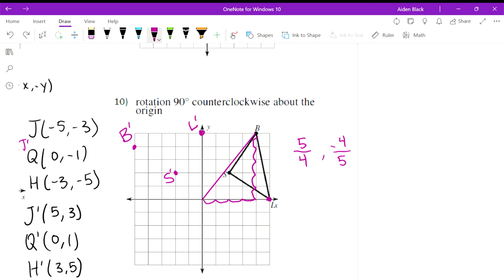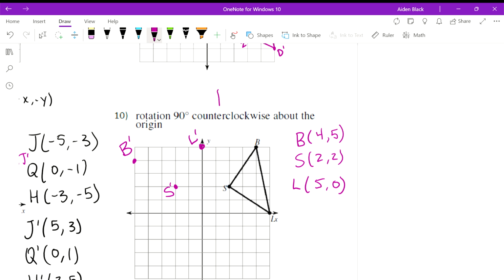But this is just a geometric representation. I think it'd be much easier for you to first write out the points. So B is located at 4, 5. S is located at 2, 2. And L is located at 5, 0. And the function for this is negative y, x.